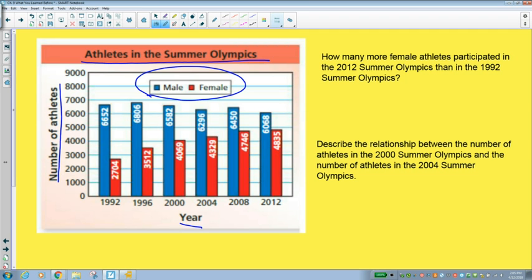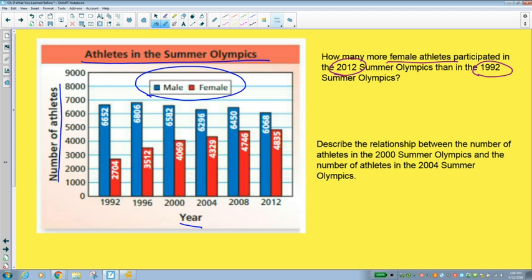Okay, so I looked at the graph, I read the information. Now I'm going to go ahead and look at the questions and figure out what information I need to pull from it. So, how many more female athletes participated in the 2012 Summer Olympics than in the 1992 Summer Olympics? Just looking at that question, I'm going to underline female athletes, and I'm going to circle 2012 and 1992. I'm focusing on the female athletes in those 2 years.